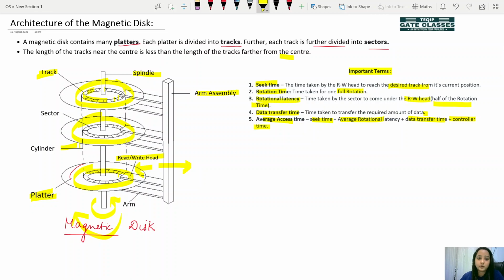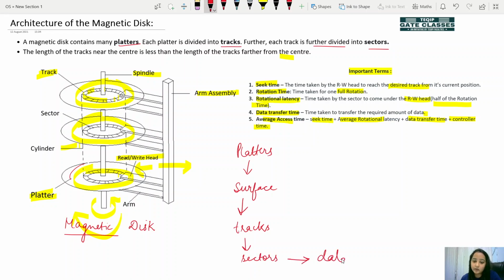So how you can remember what the hierarchy is? First you have the platters. Under platters you have the surface. The surface will be divided into the tracks. Further, tracks are divided into the sectors. Then sectors will be containing the data. So if you want to fetch the data, you have to go to sectors, because sectors are containing the data here.